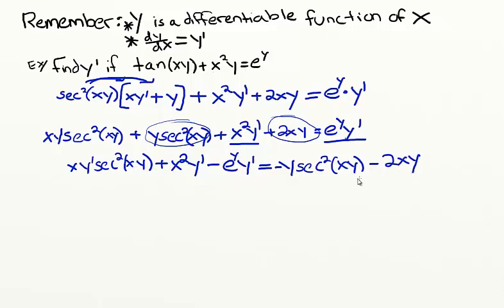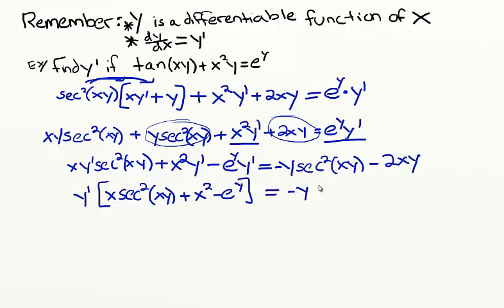So now we have everything with a y prime on the left and everything without a y prime on the right. So good. We can factor out our y prime now. So we have x secant squared of xy plus x squared minus e to the y, and that all equal to the right hand side, which I'll write down really fast here.